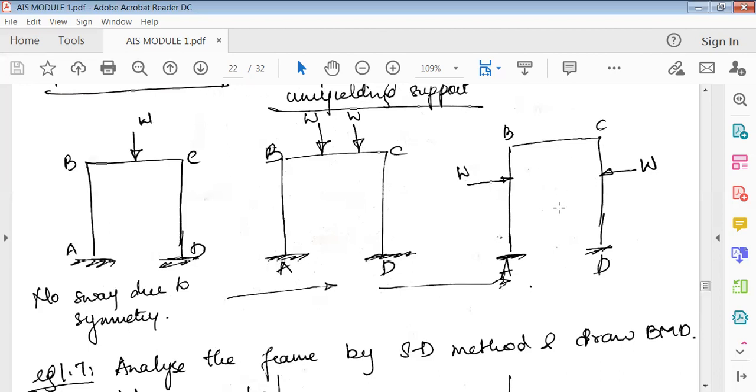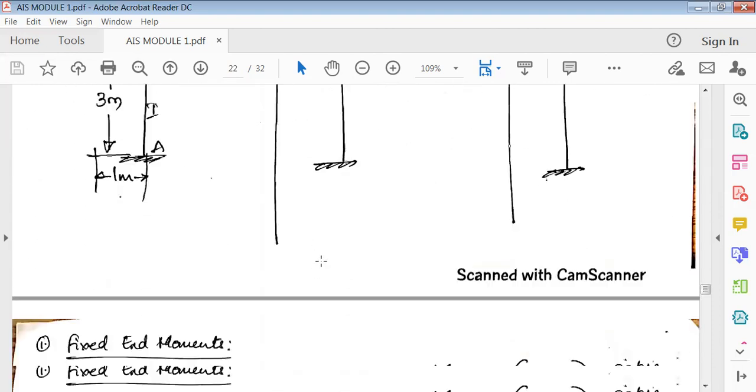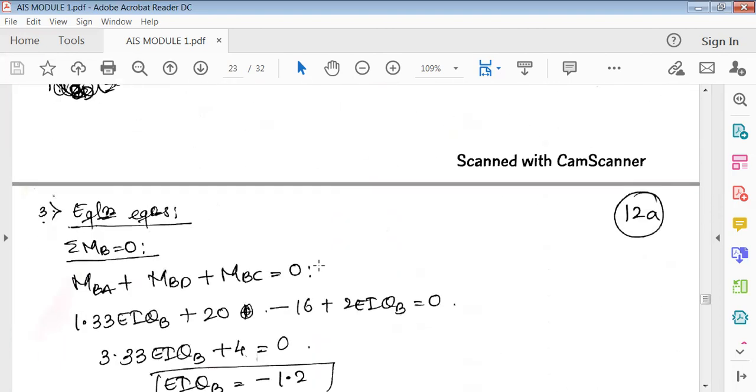Again, if you cut the section like this, both are symmetrical. And again, the frame will not sway. The frame will not move. So all of these are standard cases of sway type frames. So let us take a simple example.